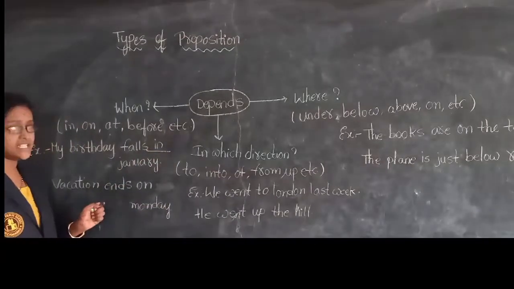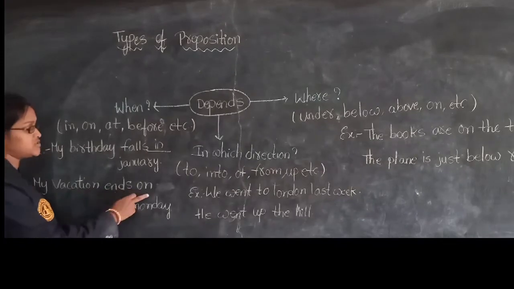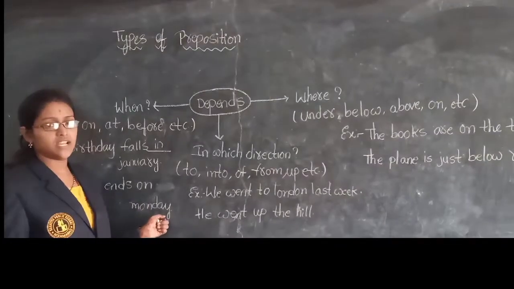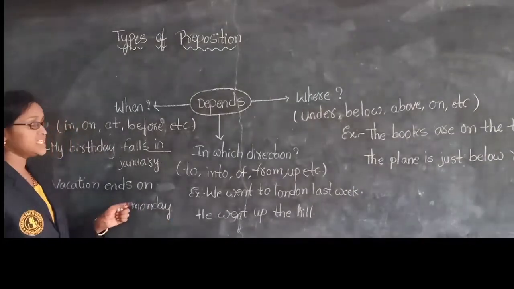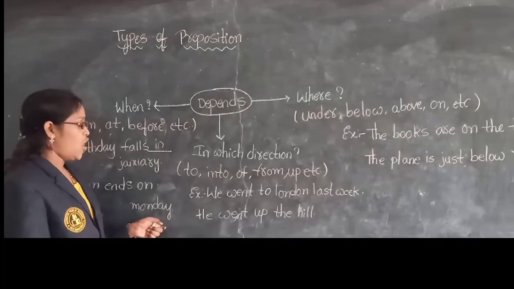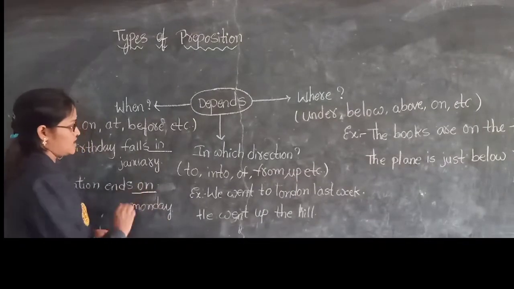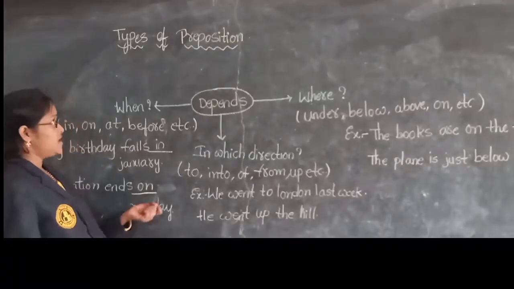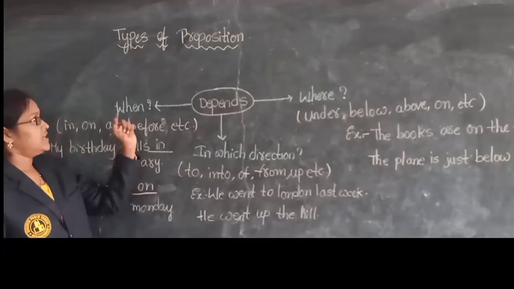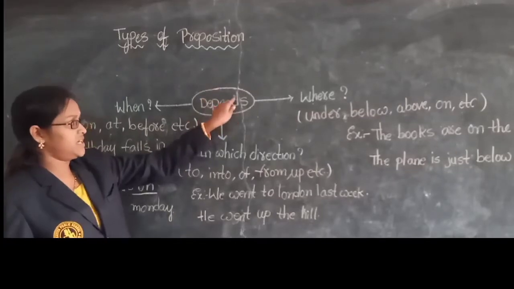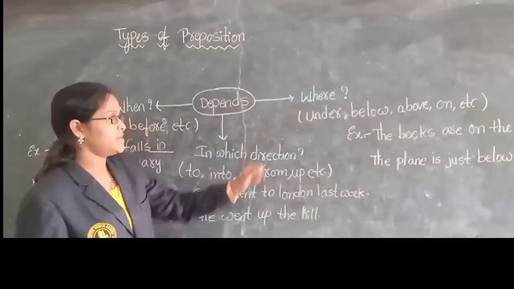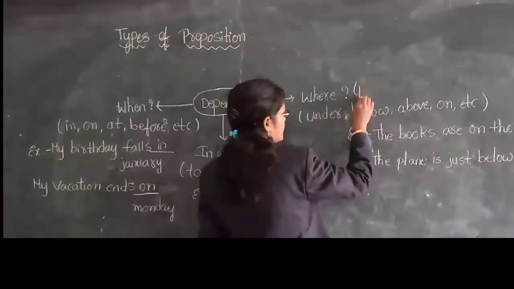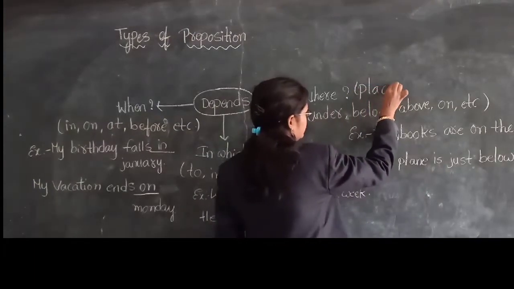Now see the second sentence. My vacation ends on Monday. Which is the preposition? On is the preposition, it points out the time. So the first one is when. Next, the second one: types of preposition depend upon the where. Where means place.